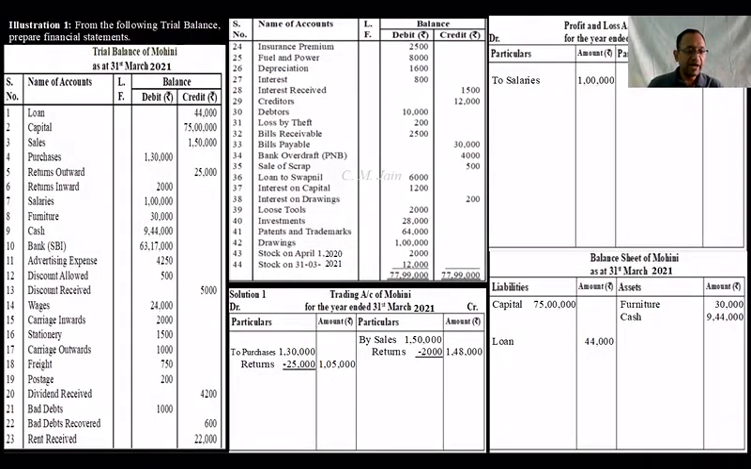Then we are given bank, within brackets SBI. Bank debit balance. Bank may have credit balance also. If it has a credit balance, that will be overdraft. But this amount is given in debit column. That means it is a positive balance. Positive balance in bank means an asset. So this will also come in balance sheet asset side. Bank, within brackets SBI, 63,17,000.